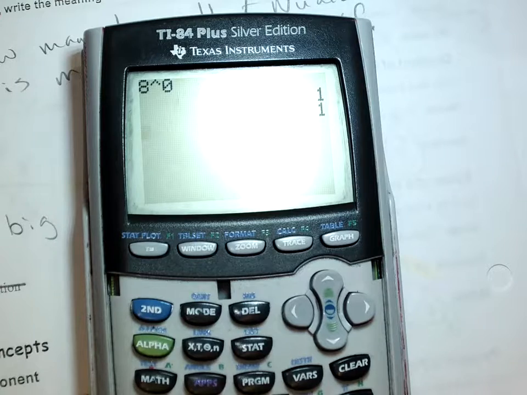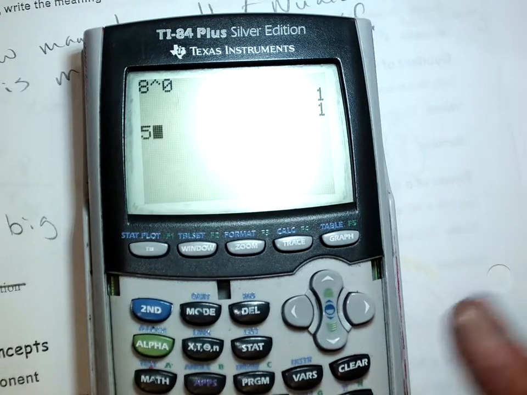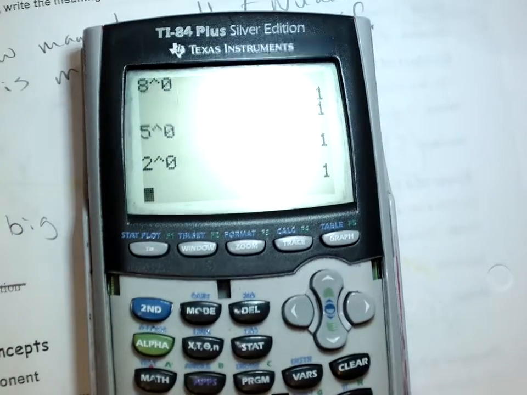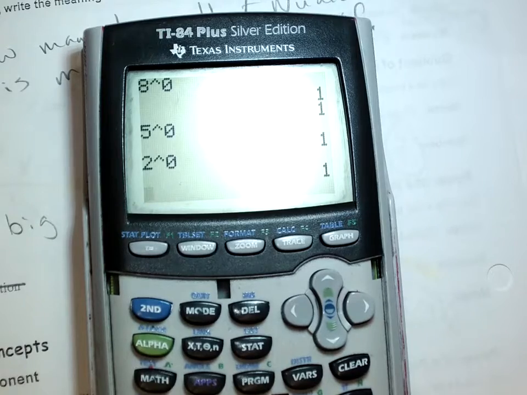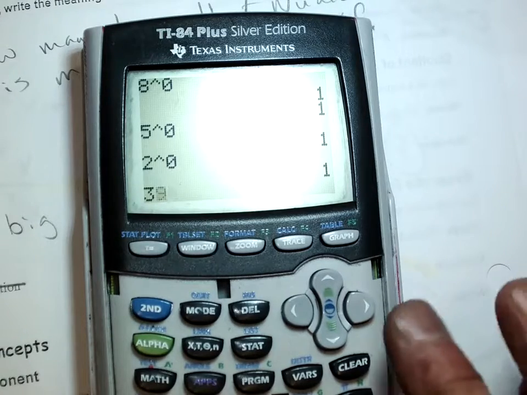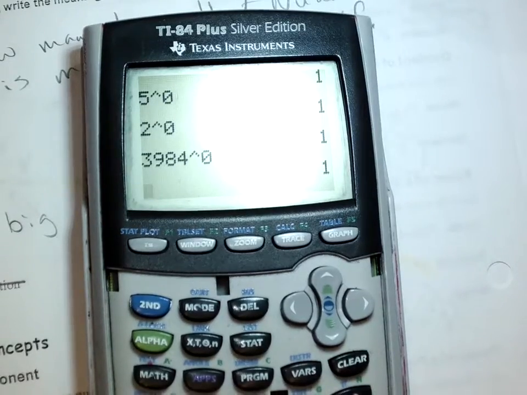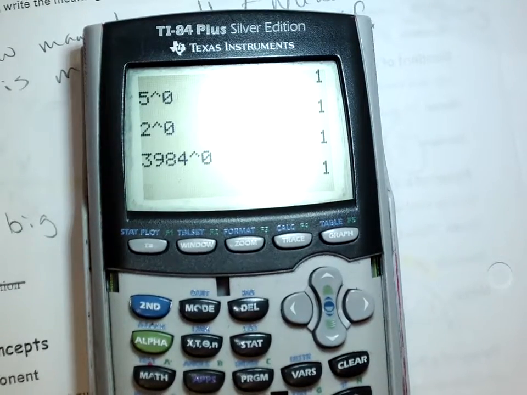Put your phone away and give me a number. Any number. 5 to the 0 power. Okay. Bella, give me a good number. 2 to the power of 0. Okay. 984 to the 0 power. 1. 100 pink elephants to the 0 power.